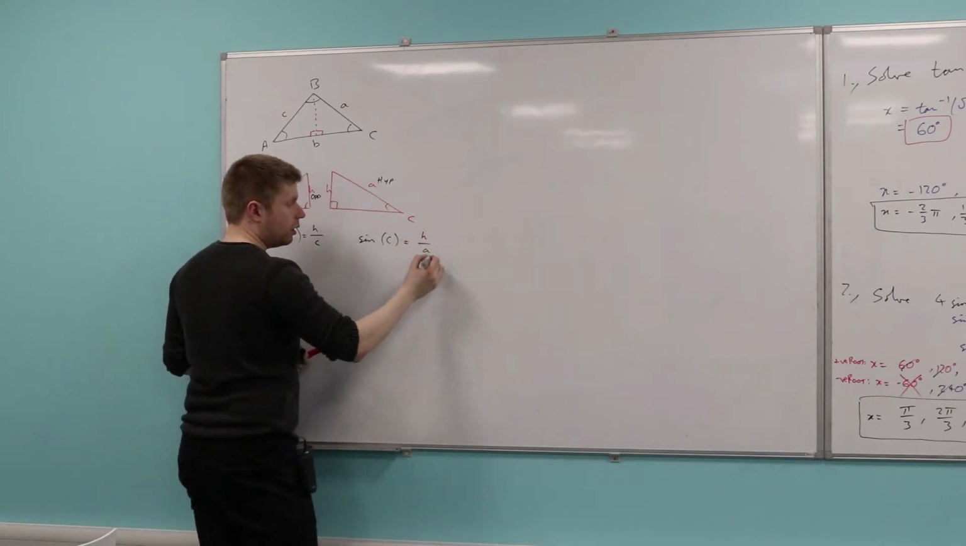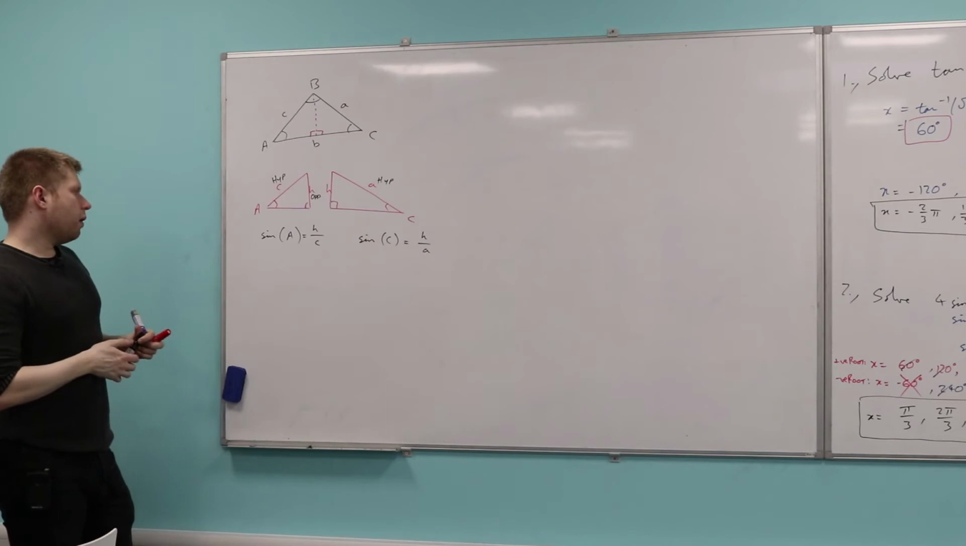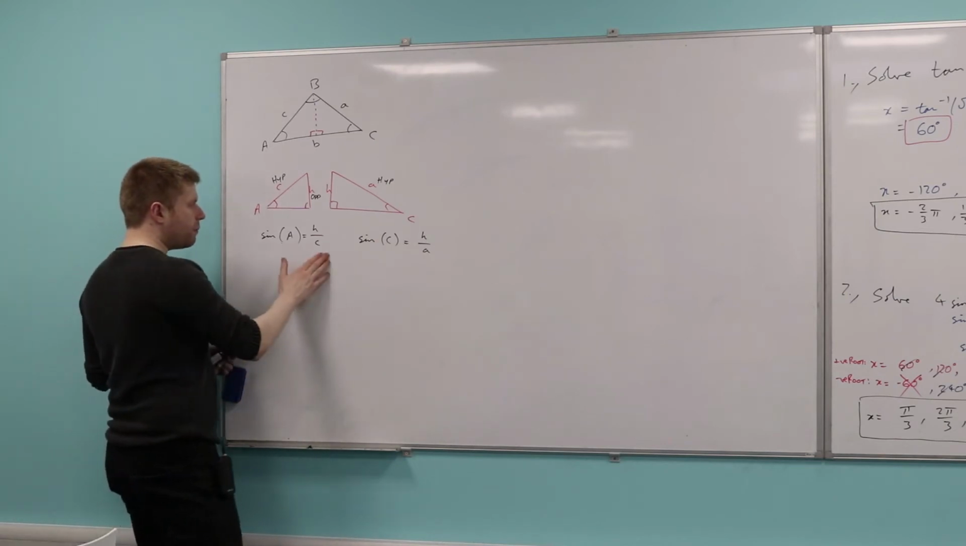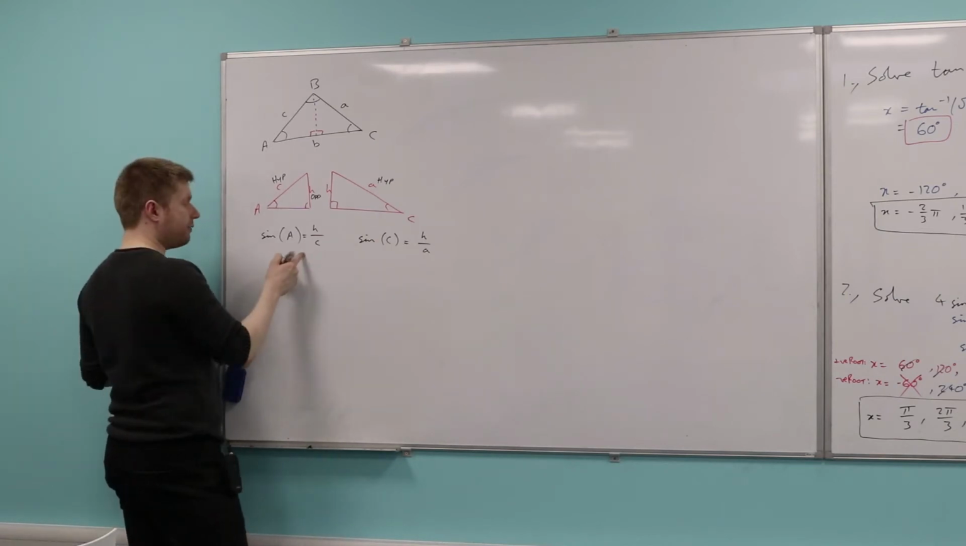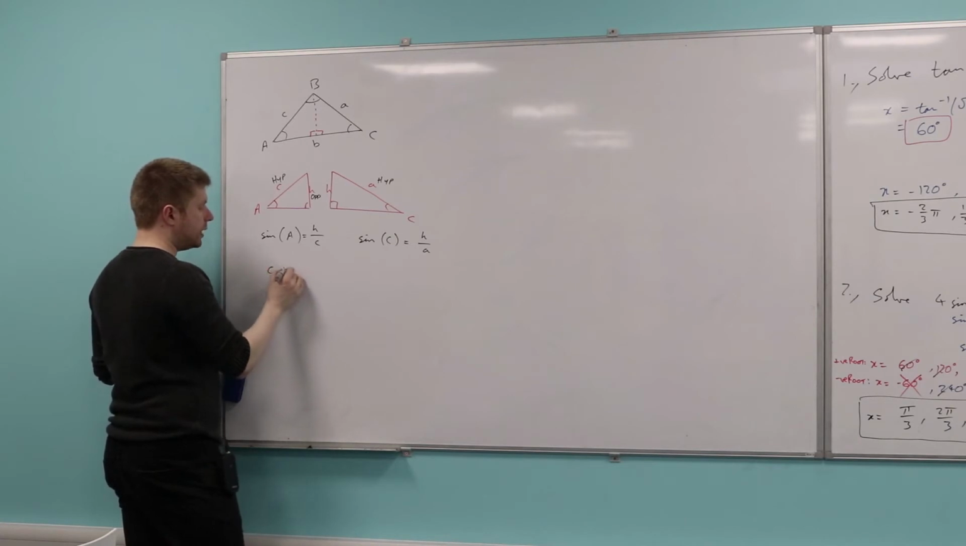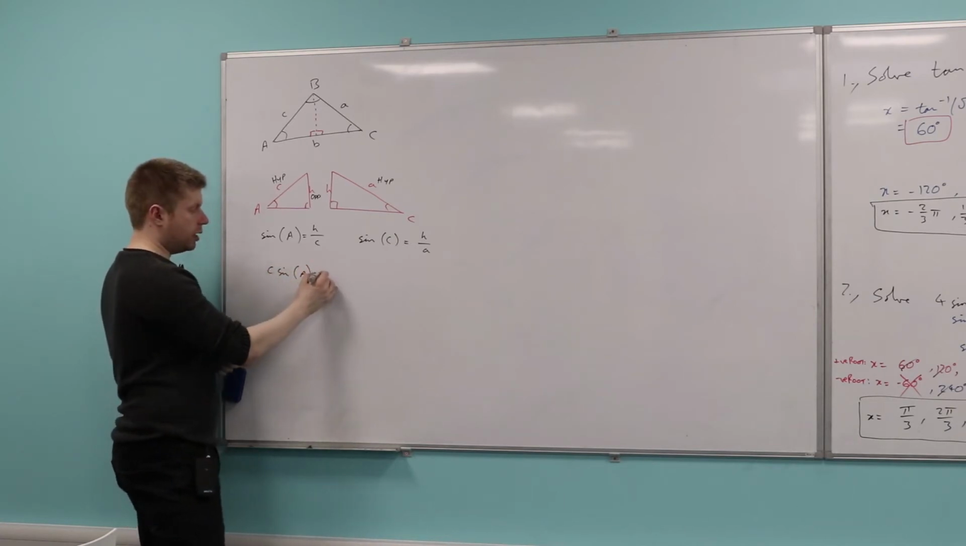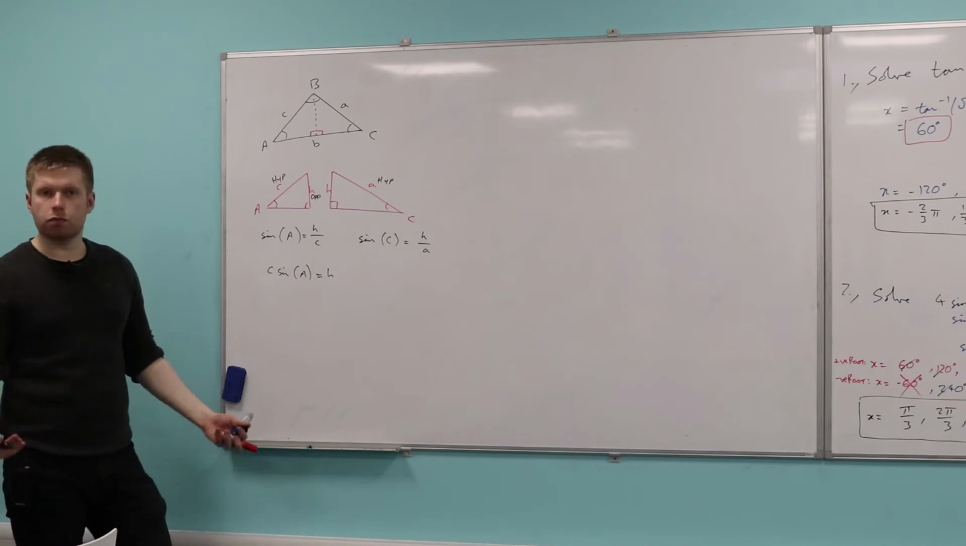Okay, good. Well, look, if I multiply 3 by C on the left side, this left equation, would you be happy I get C sine A equals H? Happy with that? I've just multiplied 3 by C.